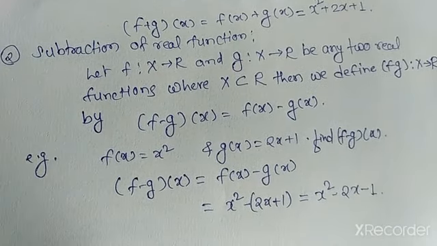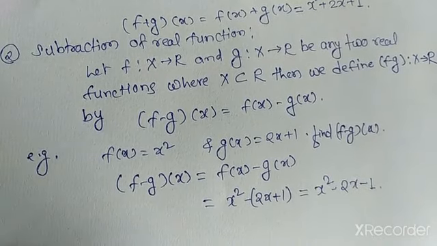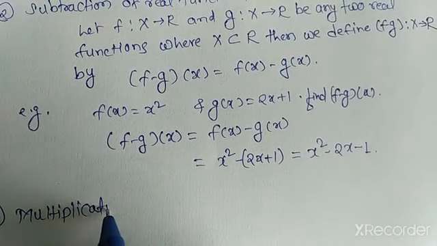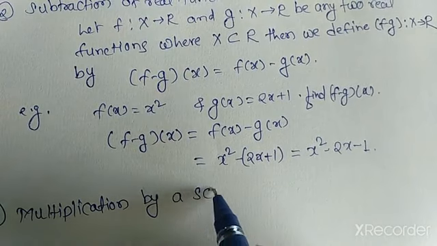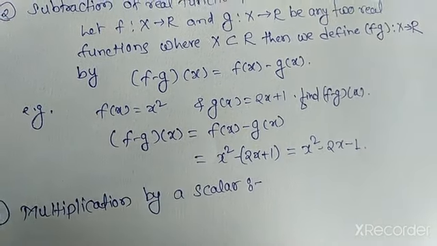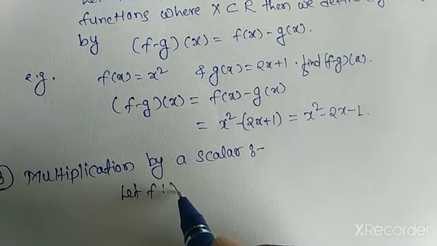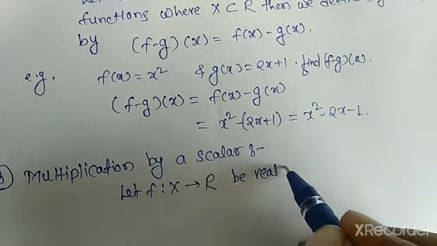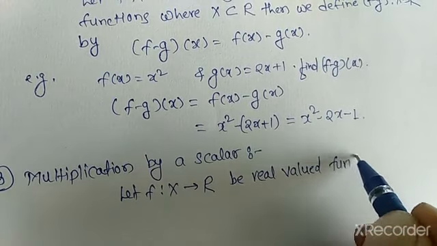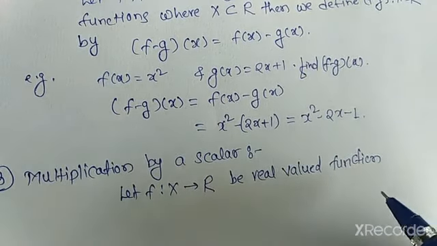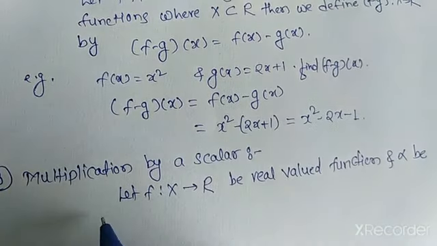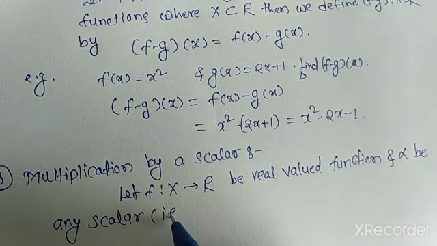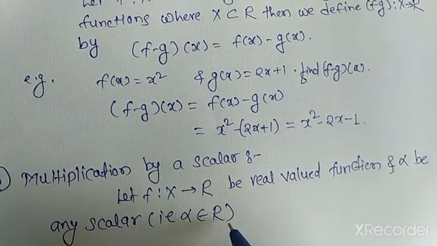Next is multiplication by a scalar. Now in this, let f be a function from X to R, a real valued function, and alpha be any scalar, that is alpha belongs to R, which means alpha should be a real number.